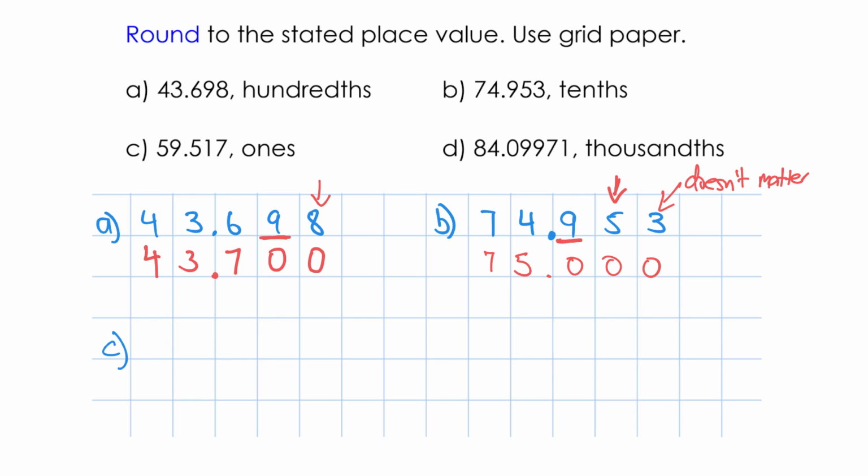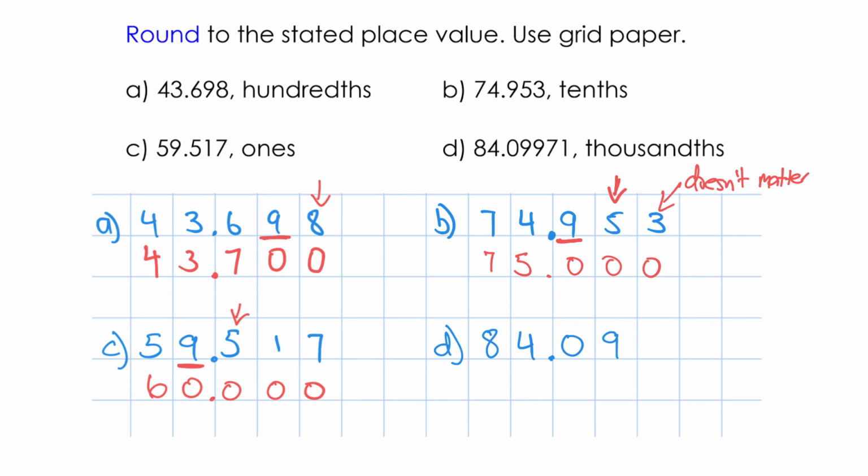For C, it says 59.517, and it's asking us to round to the nearest ones. Here's the ones, and here is the digit that matters. The 5 tells us to round up, so 59 rounds up to 60. I'm just going to include the zeros so you can understand that when you're rounding, the goal is to get rid of the numbers and make everything zeros.